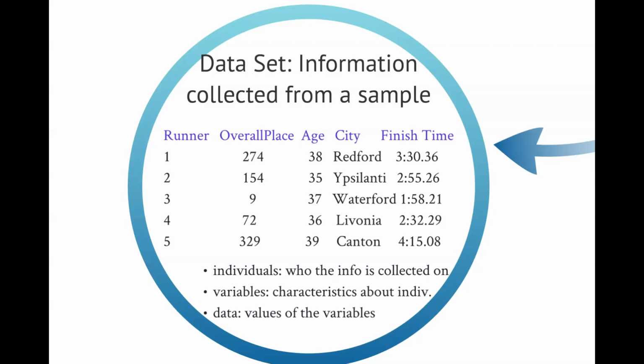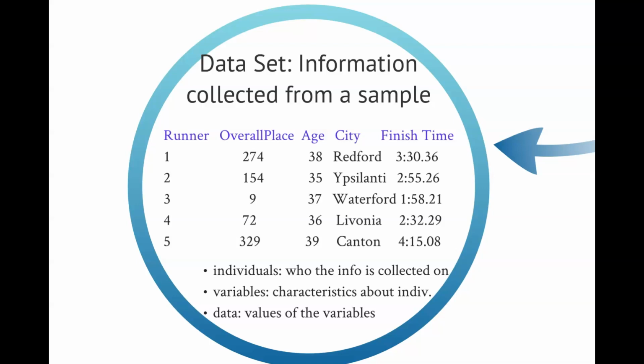So here I'm sharing with you a really small data set from a local 30K running race. This data set has the typical characteristics of a lot of data sets that you'll see in this class. We have individuals, those are the 5 runners. We have variables of interest, that's overall place, age, city, and finish time for those runners. And then we have the data itself, and the data are the values of the variables. And you'll notice that some of those values are numbers and some of them are words.